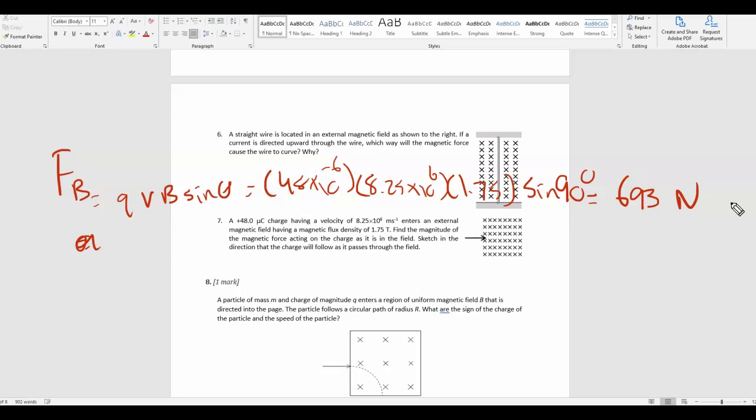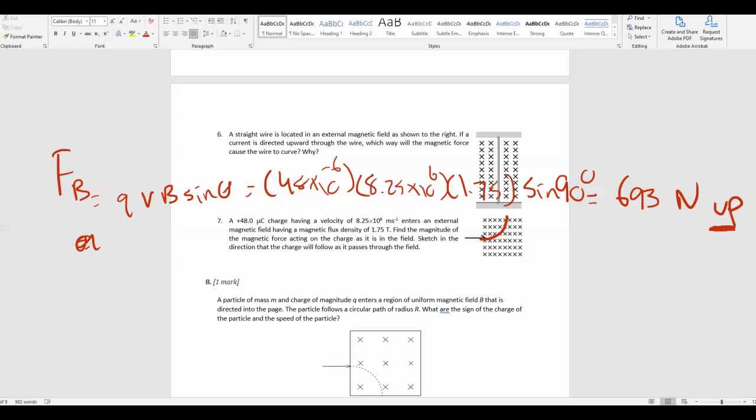Okay, now the direction is a little trickier. So if you apply right hand rule number 1, you put your pointer finger to the right, your middle finger should be going into the page. That means the initial direction of this force is going to be up. And I say the initial direction of the force because, as I talked about in a past video, the direction of the force is going to change, and it's going to cause the charge to move in a circular path like this, so it's actually going to curve. Okay, so that is question number 7.